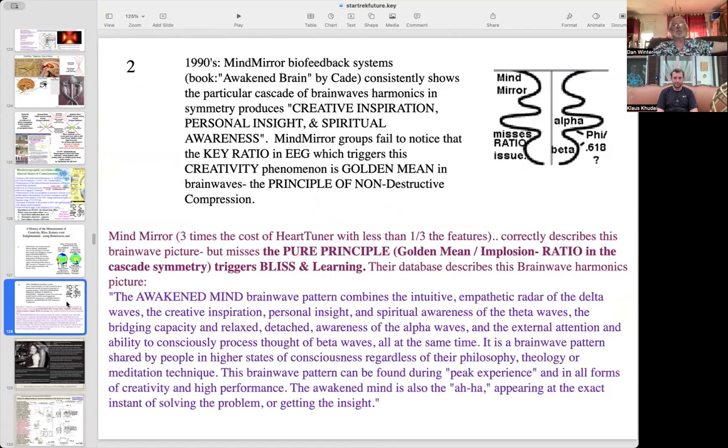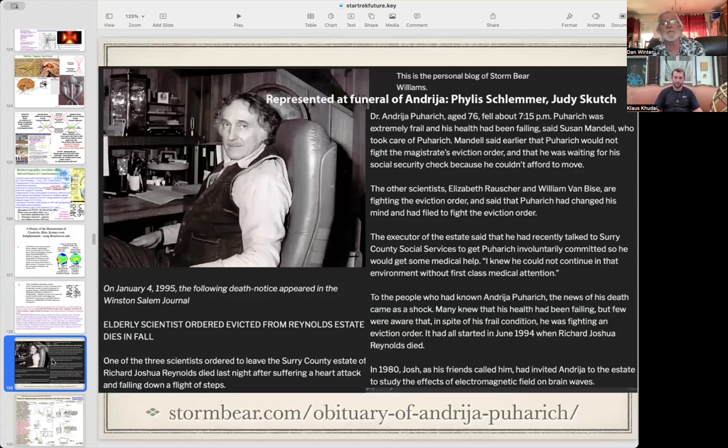And this is the early work, the mind mirror literature. They had measured thousands of people's brain waves. This is the alpha, this is the beta. And their picture of the brainwave content of those who reached spiritual insight, literally bliss, the peaks of the brainwaves in their picture were golden ratio, but they didn't know it. But this work is very old, it's powerful.